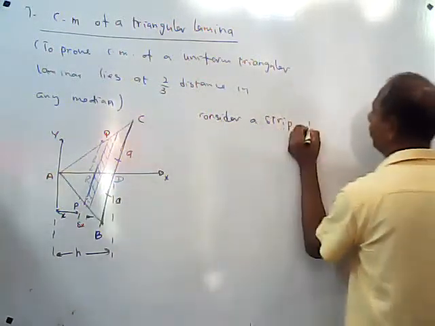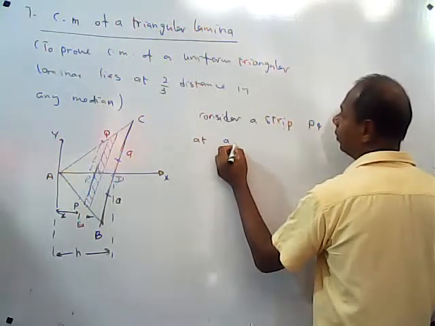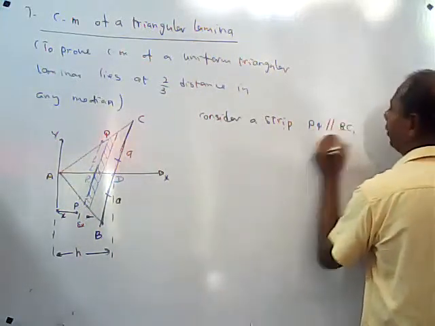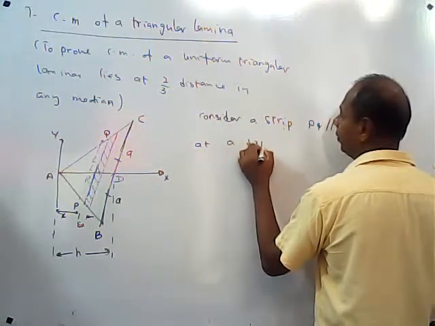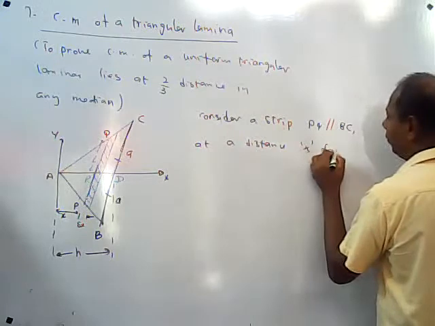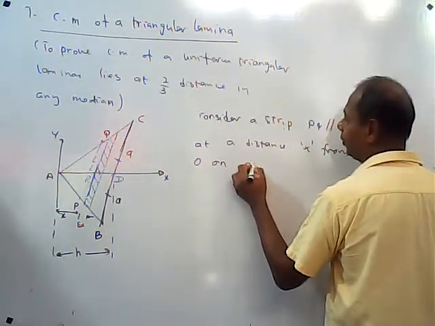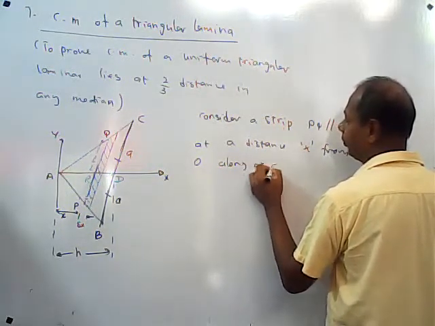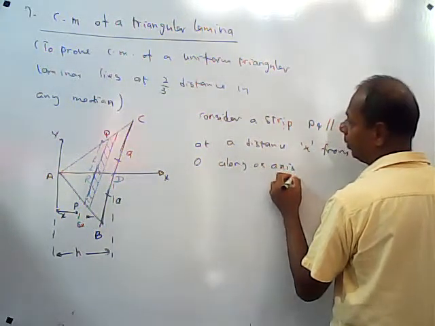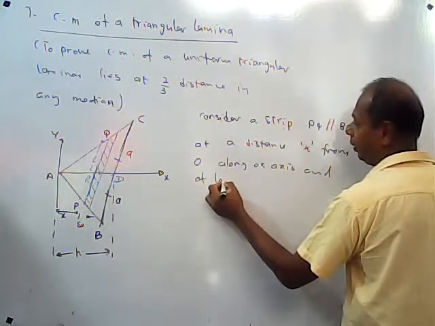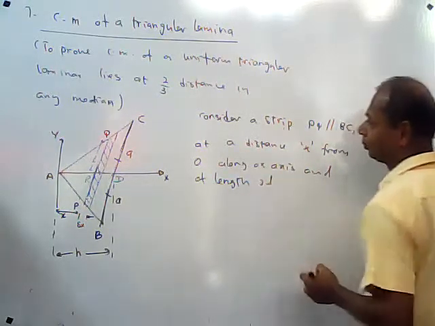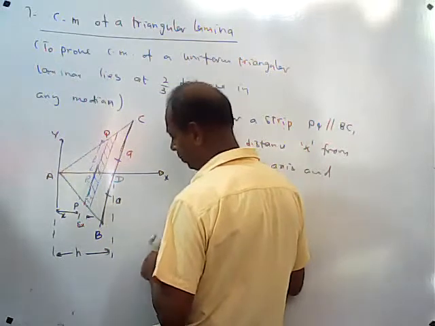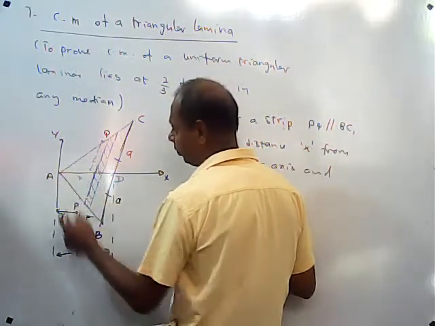Consider strip PQ parallel to BC at a distance x from O on the x-axis, measured along the x-axis, and of length L. I'll mark x. X has not been marked.